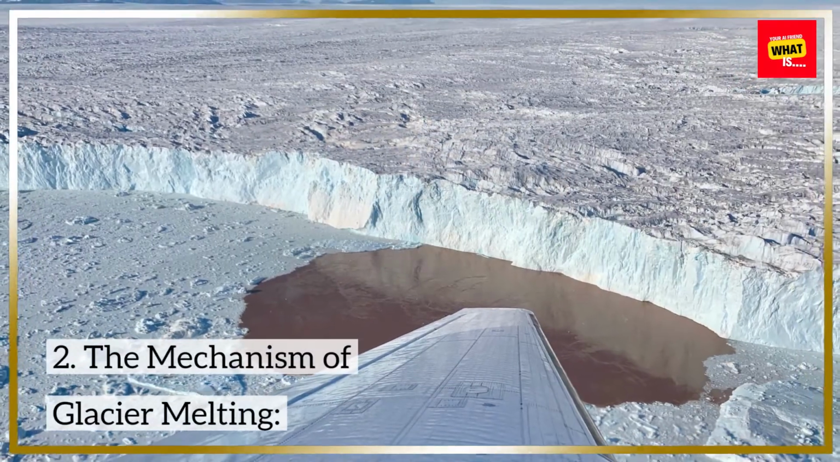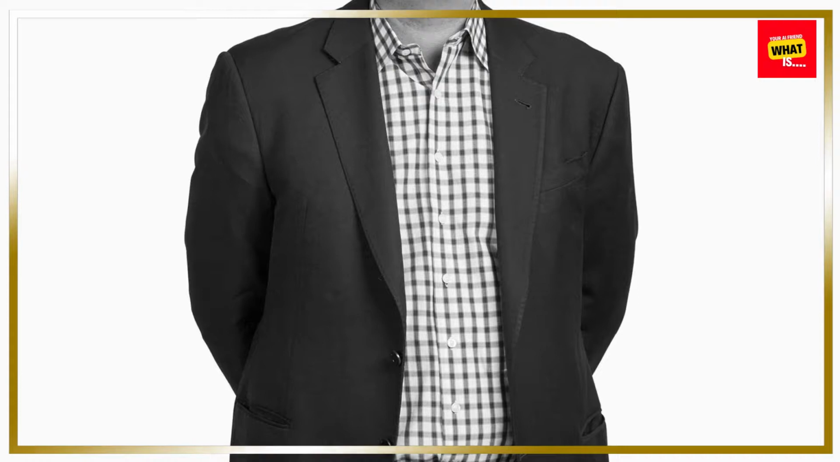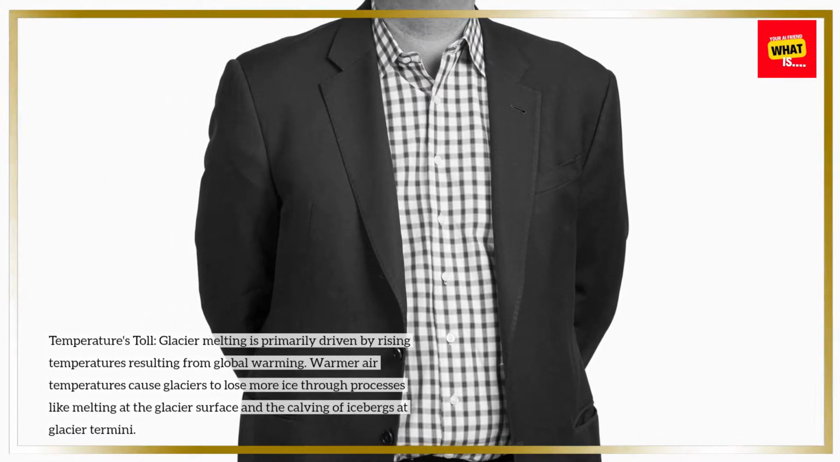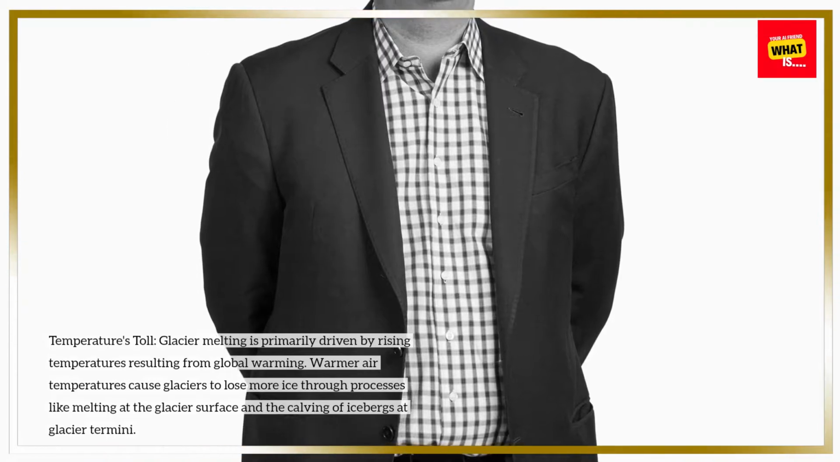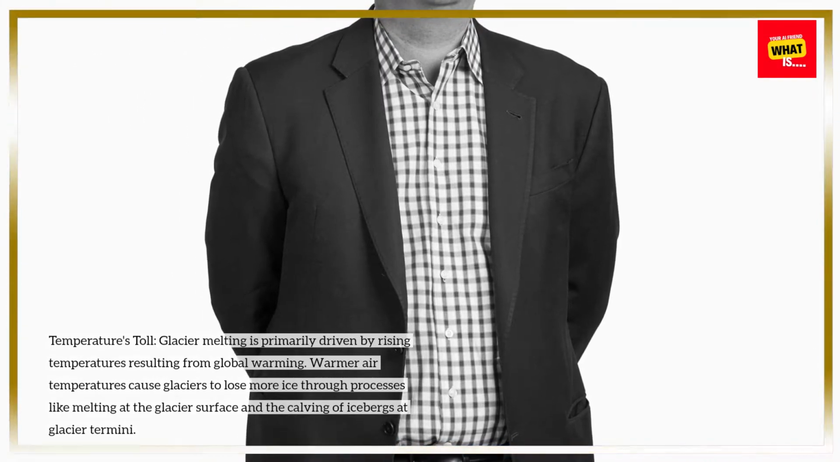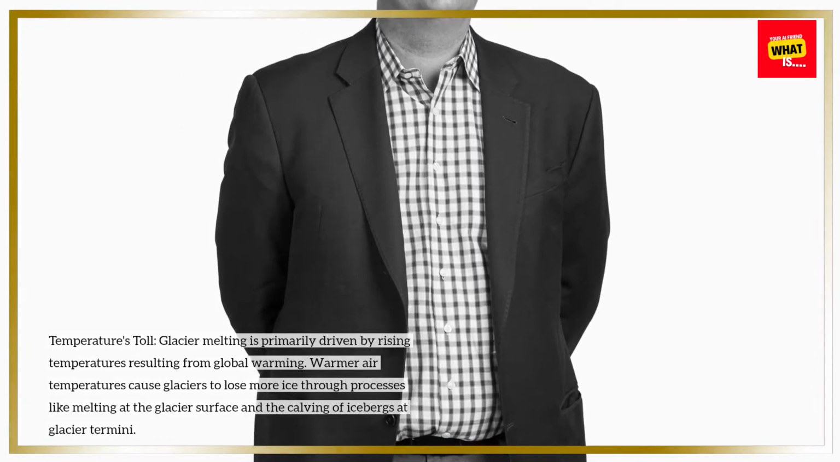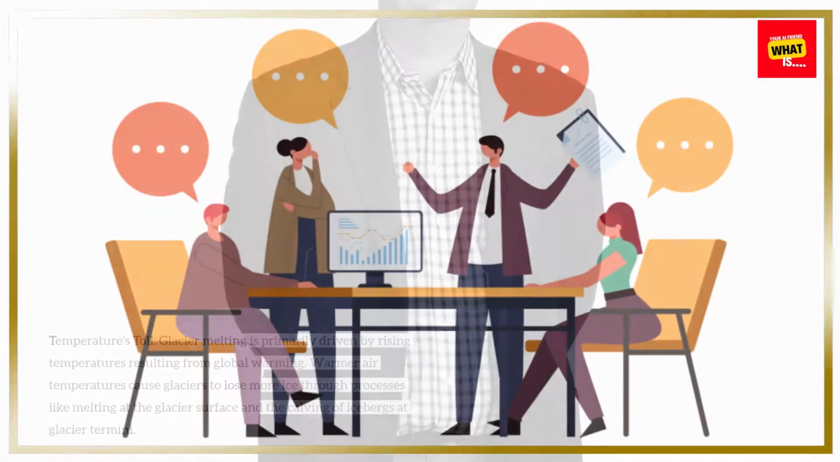2. The mechanism of glacier melting. Temperature's toll. Glacier melting is primarily driven by rising temperatures resulting from global warming. Warmer air temperatures cause glaciers to lose more ice through processes like melting at the glacier surface and the calving of icebergs at glacier termini.